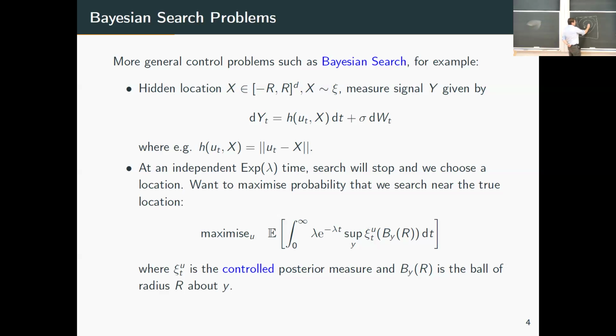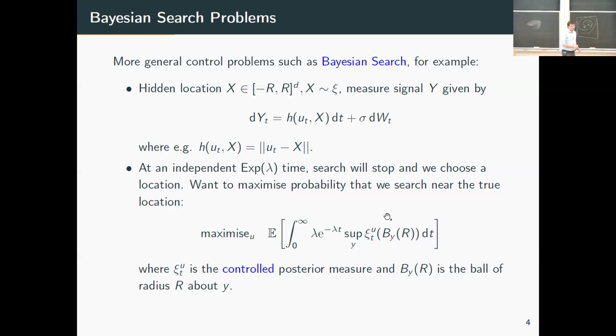So I choose a location at this point, and now I'm going to search in some ball of radius r around this point. And what do I want to do? Well, I want to maximize the probability that I find the thing I'm looking for. So now what am I going to do?